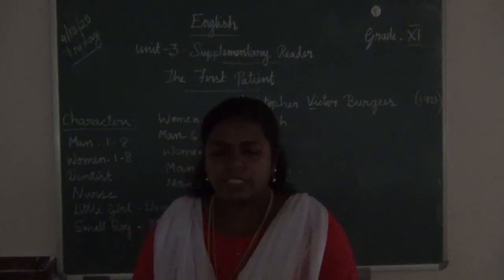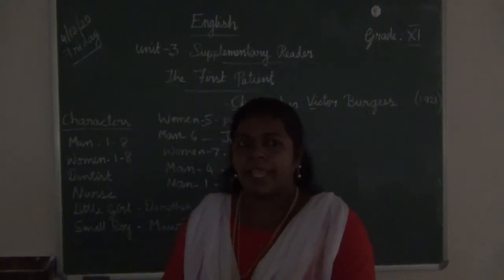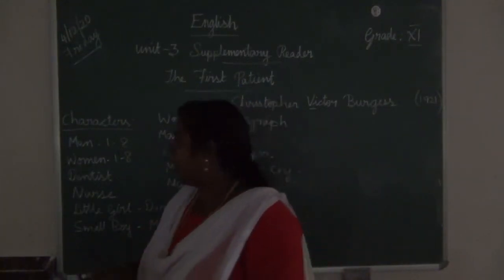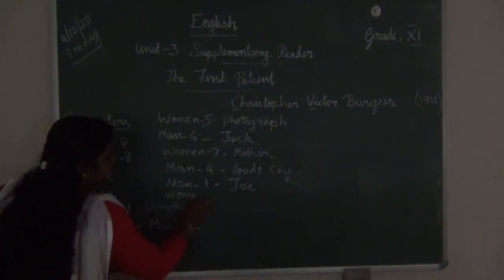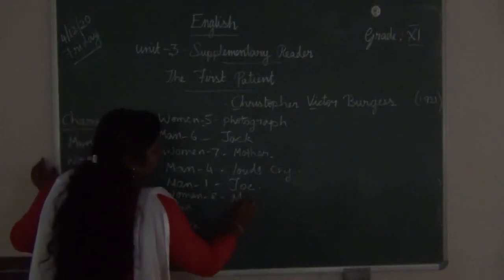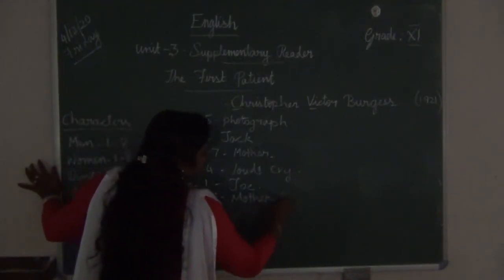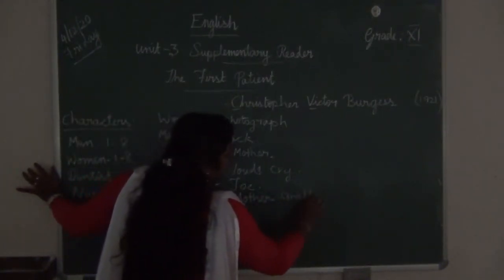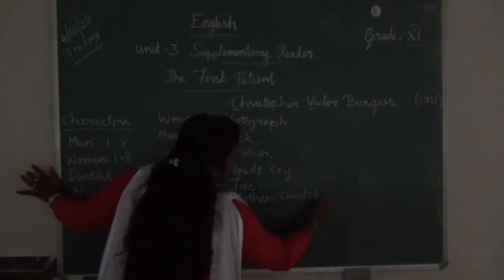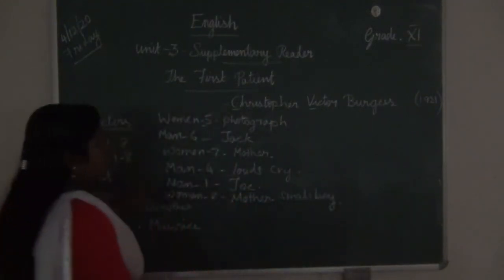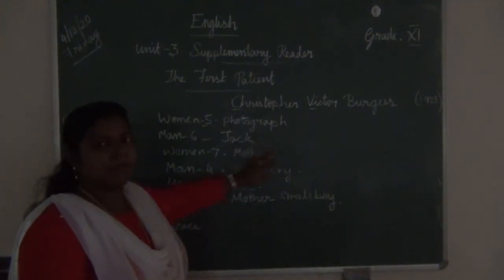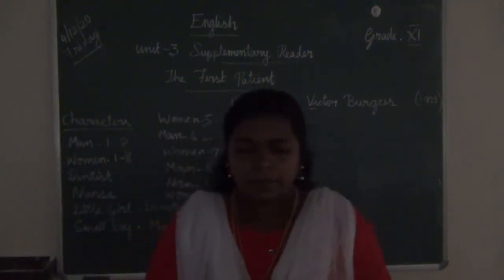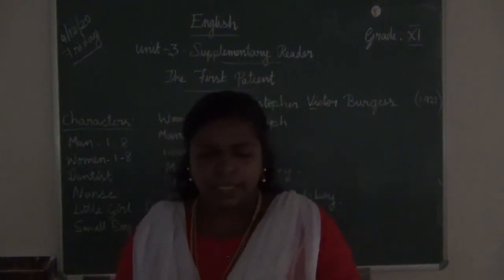Enter woman eight with the small boy. So now woman eight is entering with a small boy. So what is woman eight? Mother of the small boy. Woman seven is the mother of the little girl. Okay, so now who is entering? Woman eight is entering.